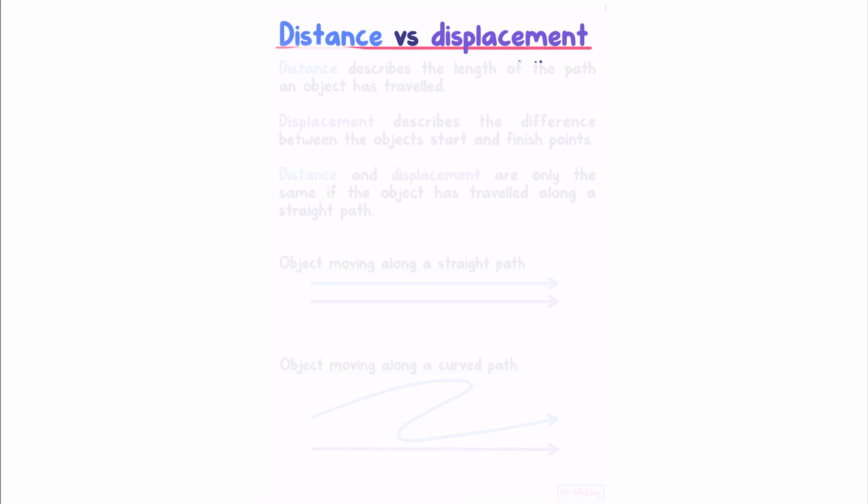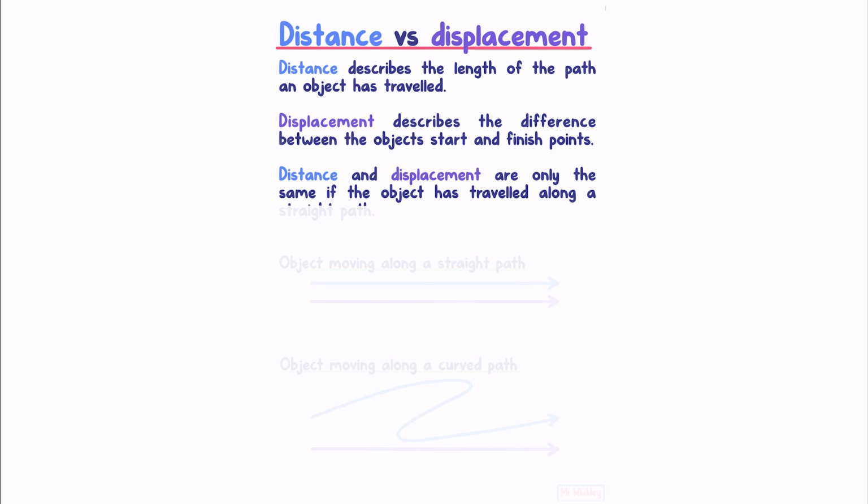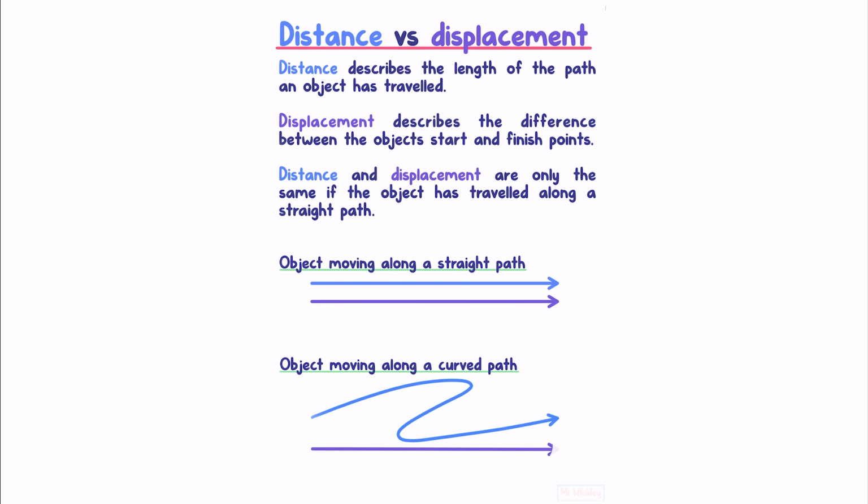Distance versus displacement. Distance describes the length of the path an object has travelled. Displacement describes the difference between the object's start and finish points. Distance and displacement are only the same if the object has travelled along a straight path. So for example, an object moving along a straight path will have the same distance and displacement, whereas an object moving along a curved path might travel along this line here. However, its overall displacement is a lot shorter.